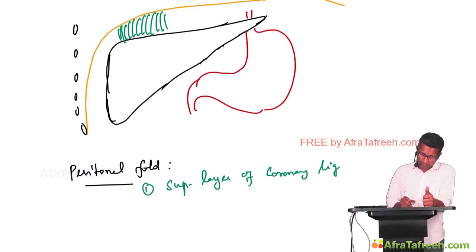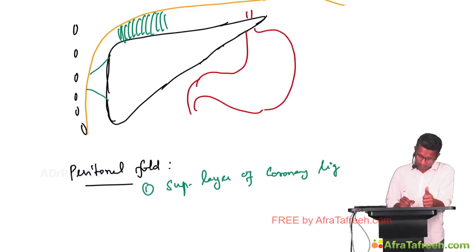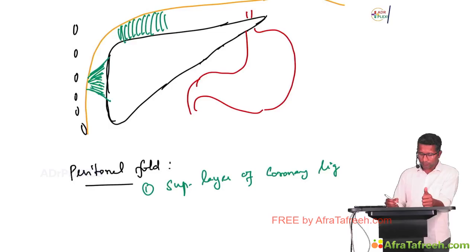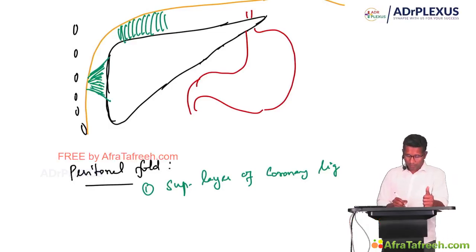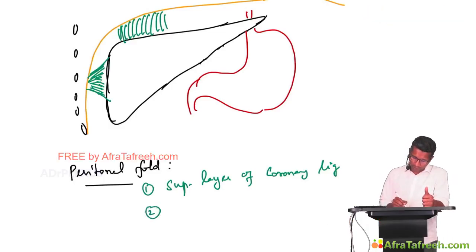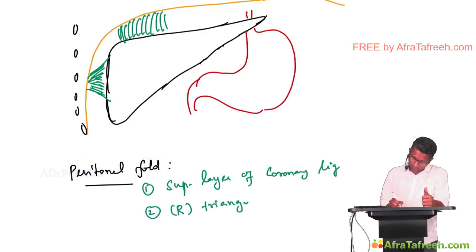On the lateral side, the liver is connected to the diaphragm by means of a triangle-shaped ligament. This ligament seen on the lateral side is called the right triangular ligament.